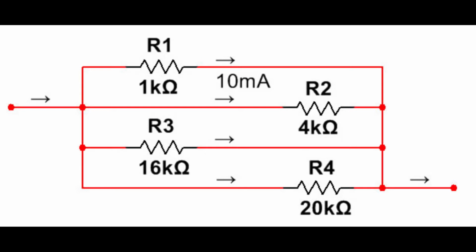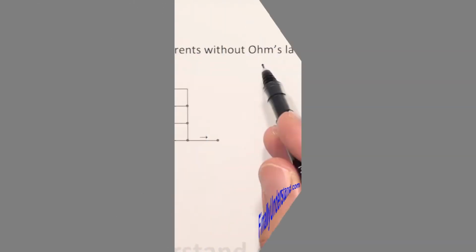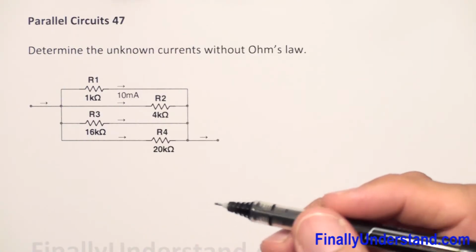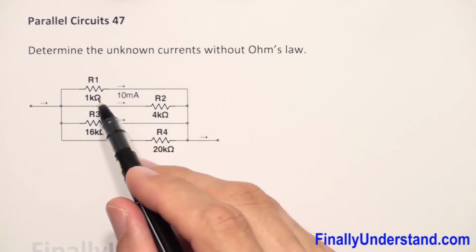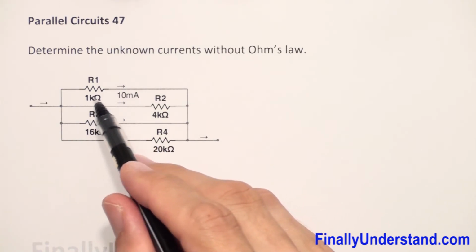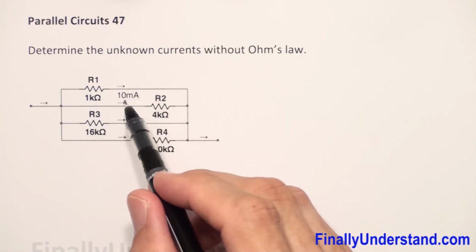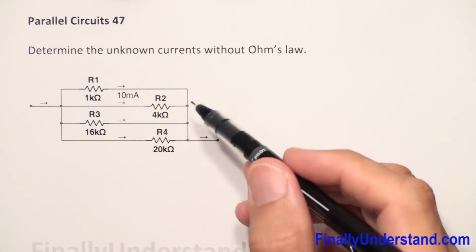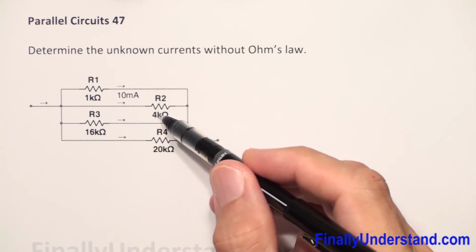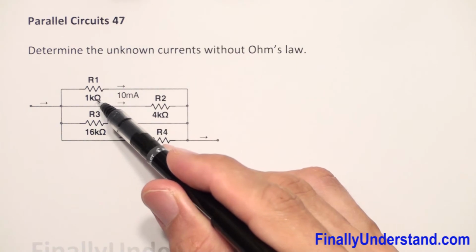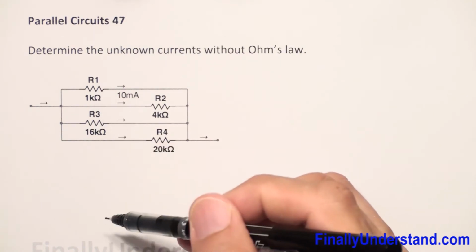This time we're supposed to find the currents in the circuit without using Ohm's law. Okay, so what are we supposed to do? Let's use common sense. We have resistor R1. By this resistor, a current of 10 milliamps will flow. Let's take a look at resistor R2. Resistor R2 is 4 times greater than resistor R1.